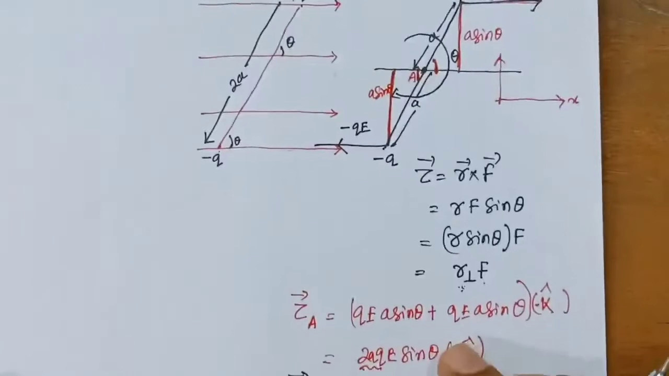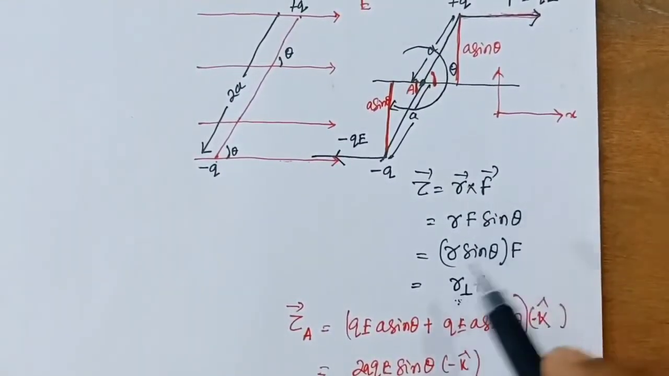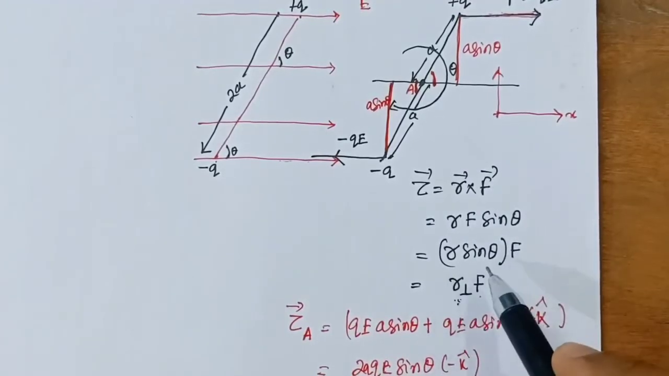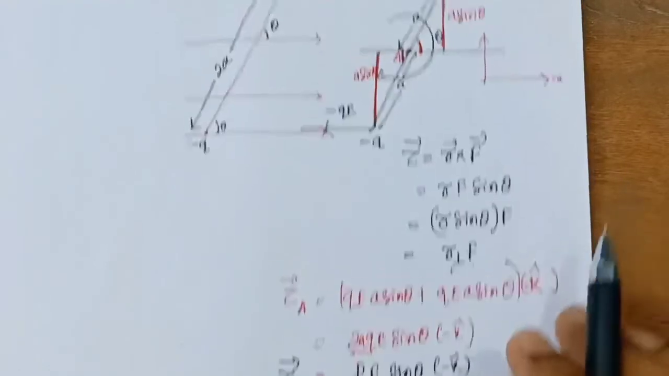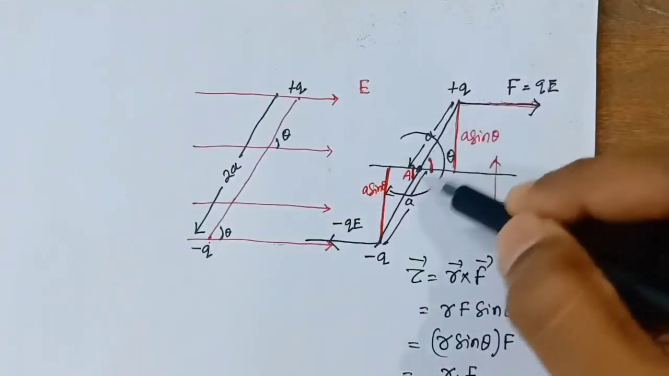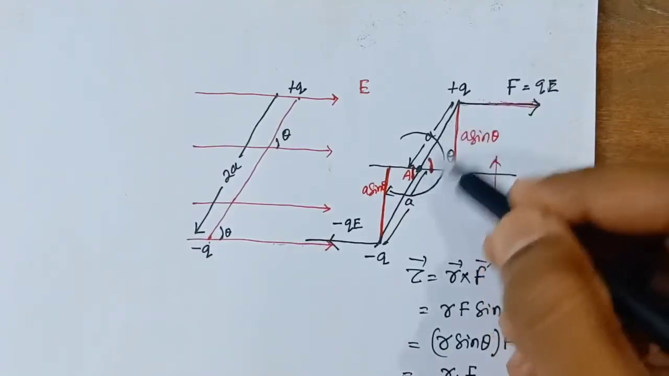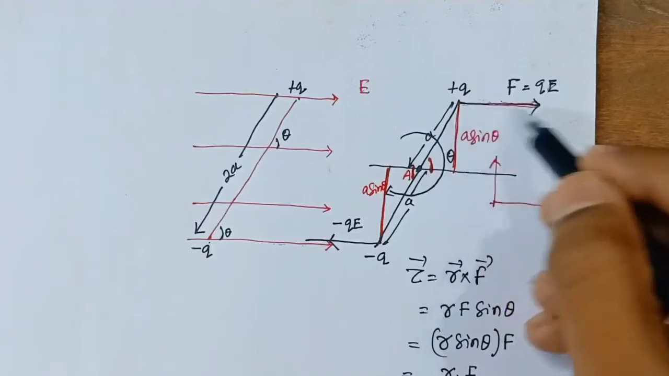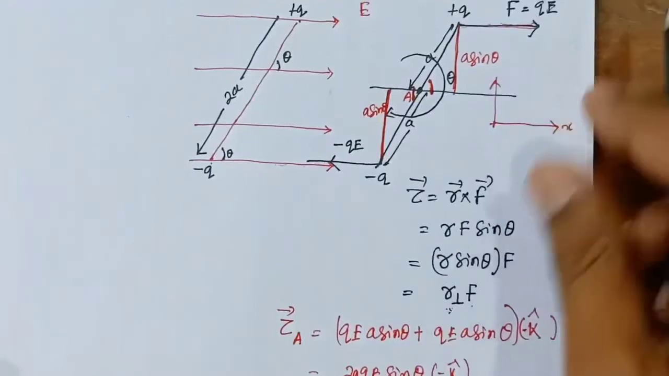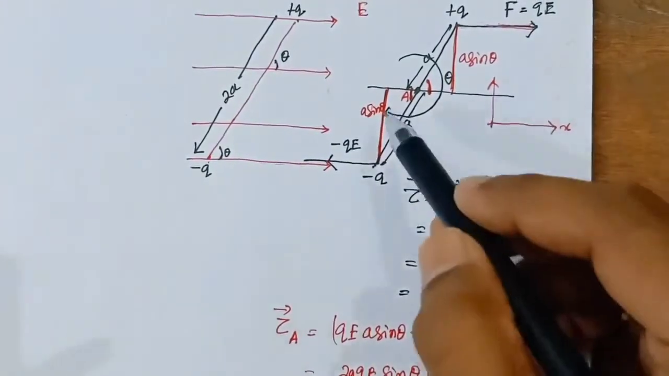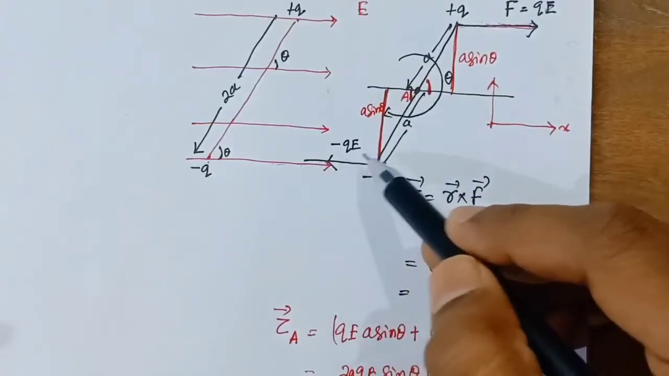Due to that, torque will be generated, and I know the definition of the torque, that tau equals r cross F, giving rise to rF sin theta, that is r sin theta into F, which equals r perpendicular F. So what I will do is break the component of A which is perpendicular to the force. Similarly, this is A sin theta, which is perpendicular to F. Again, I will break the component of A, which is A sin theta, perpendicular to F.